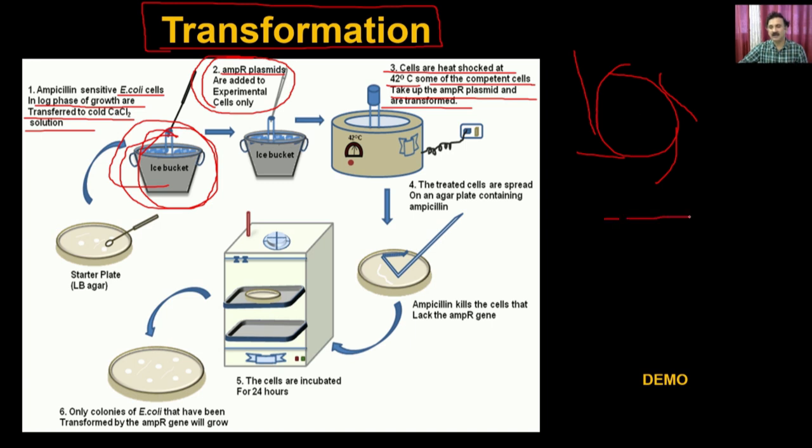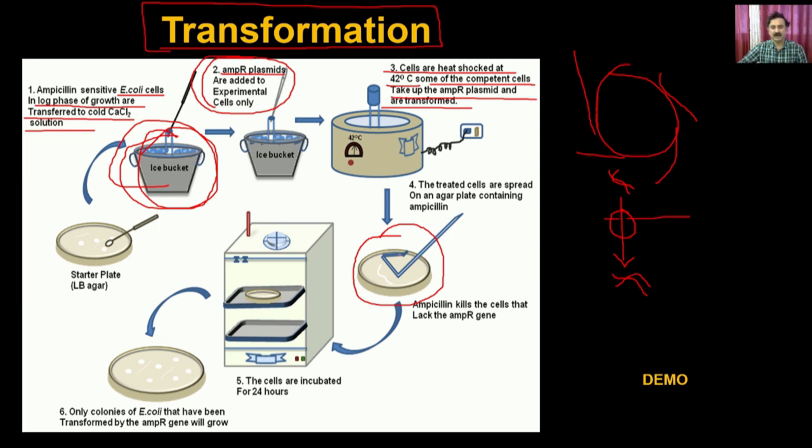So there will be an expansion of the plasma membrane, and because of that a hole is going to form, and this hole is going to allow the DNA which is docked onto the surface to get inside the bacteria. After this, you allow the bacteria to recover from this damage. So you keep it at 37 degrees Celsius for some time, and then you plate it onto an agar plate containing the appropriate antibiotic.